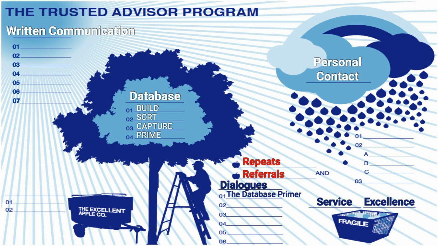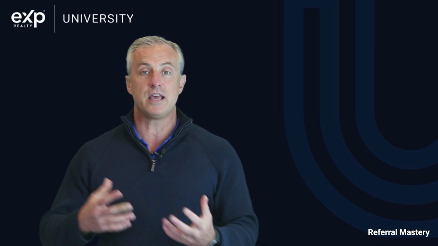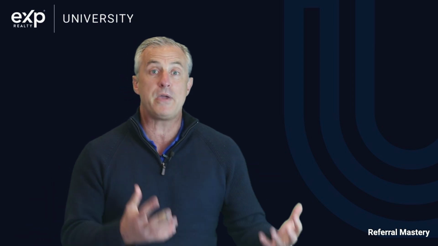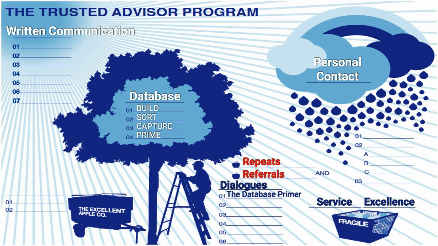On our apple tree diagram, you'll see that the apples, the things that we're trying to cultivate with our whole system, are repeat and referred leads. And of course, just like apples come from apple trees, leads, repeats, and referrals come from people. And so the apple tree represents your database. I said to you that there are 4 steps in getting your database organized initially. The first step was to build your list.